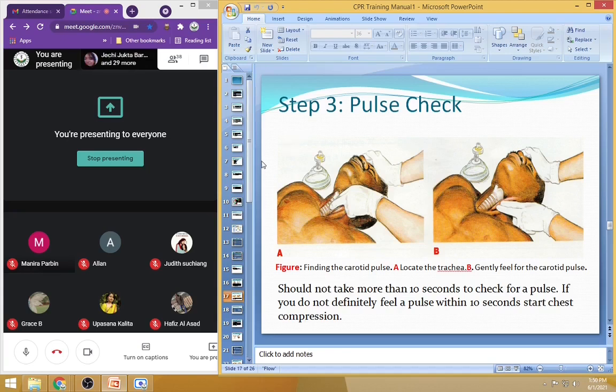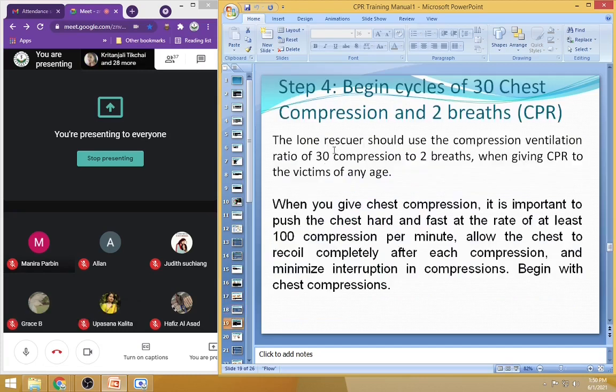First, what we'll do is see that the scene is safe for you and the client, patient, victim. Then check for the response of the patient, check for the breathing, check for the pulse. Then if nothing is there, you can start your CPR. As I told you, the lone rescuer should use the compression ventilation ratio of 30 compressions to 2 breaths, that is 30:2, when giving CPR to a victim of any age.